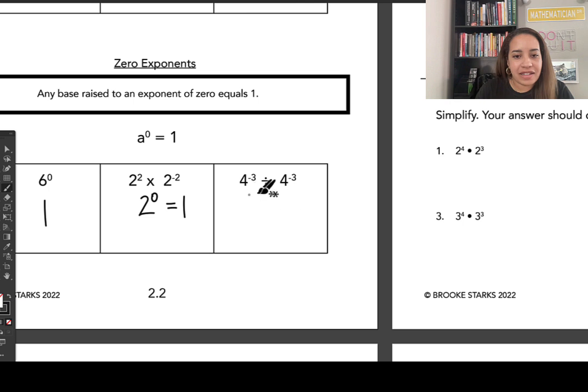One more problem like this. I see division, so I know that I need to keep the base the same, and when we see division, we are subtracting the exponents. So -3 minus -3. So we use the phrase keep, change, change. That is really -3 plus a +3. And those cancel each other out to give us 0. So this is another 4 to the power of 0, which equals 1.